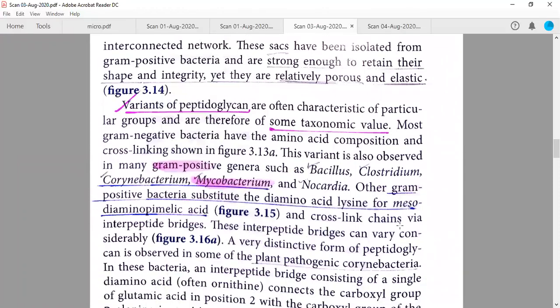Other gram-positive bacteria substitute the diaminopimelic acid with lysine, or meso-diaminopimelic acid in some cases. And these cross-linked chains are joined via interpeptide bridges, which may be a glycine pentapeptide bridge, for example.